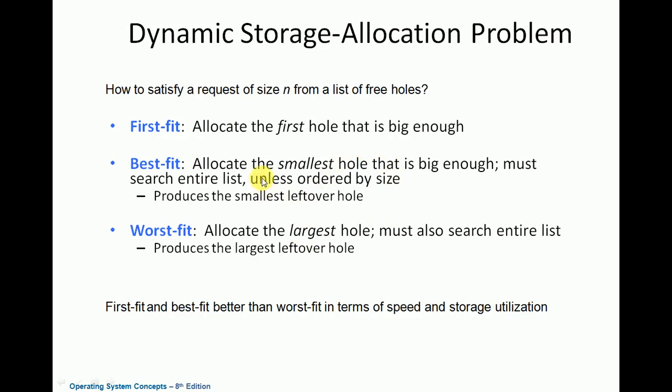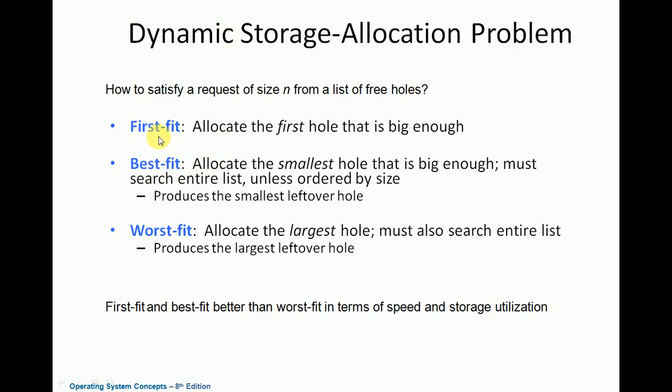Now let us see what different allocation strategies we can adopt here, that is, how to satisfy a request of size n from the list of free holes. In the memory there are many free holes, but they are scattered throughout the memory. They do not exist at the same location. And how a request will be satisfied, or what different strategies we can adopt, we can see here.